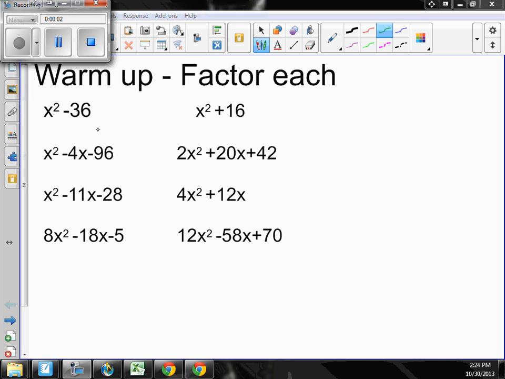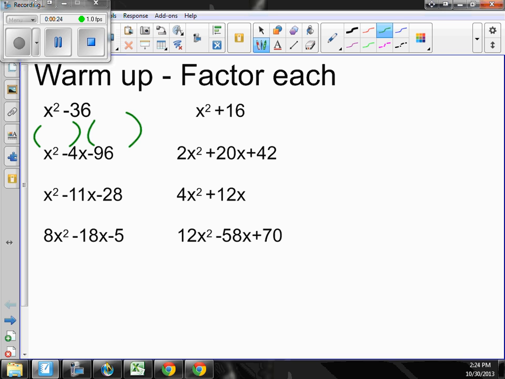Anybody remember the name of the first type of quadratic? Difference of squares. And you need to remember that because tomorrow we're going to talk about difference and sum of cubes, which are really easy because you just look it up in the book and it tells you how to do it. So that's nice. So if it's a difference of squares, I factor it into two conjugates.